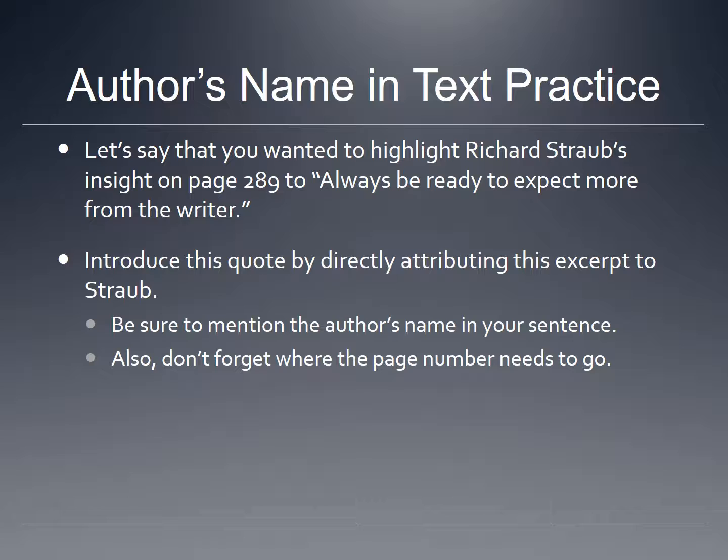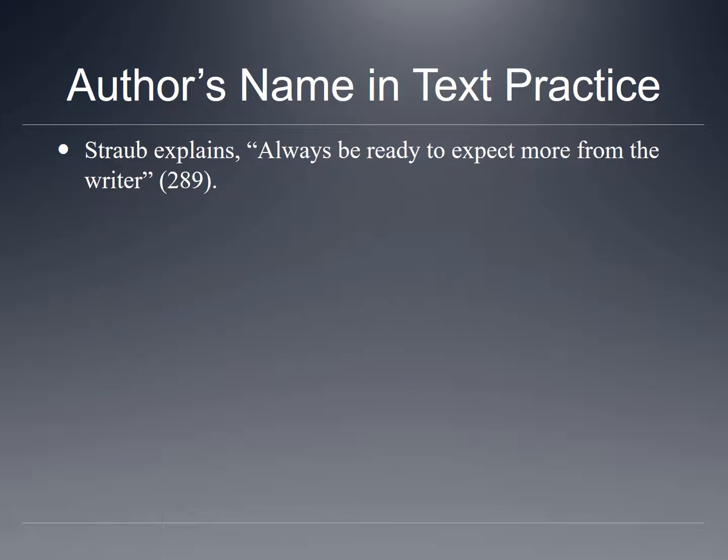So let's say you want to write Richard Straub's insight that "always be ready to expect more from the writer" on page 289 of the text. I want you to try to introduce this quote by directly attributing it to Straub. Mention the author in your own sentence, and don't forget where the page number needs to go. Got it done? All right, here's the answer.